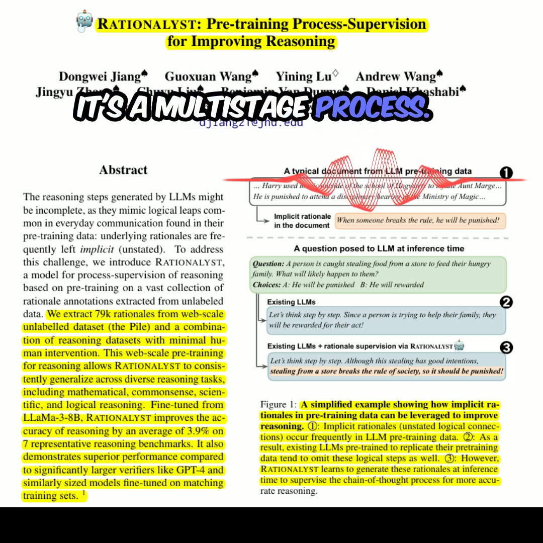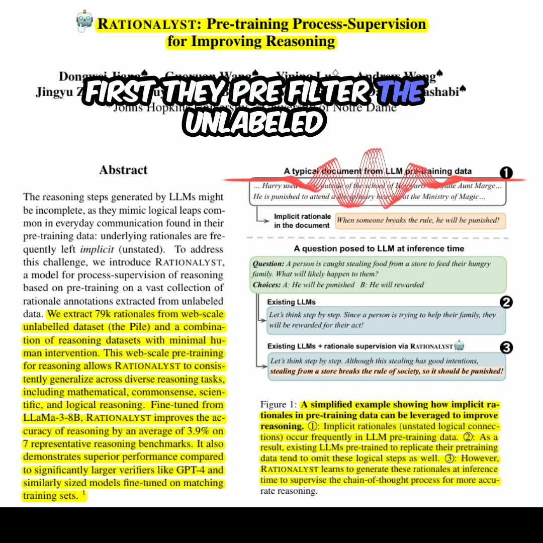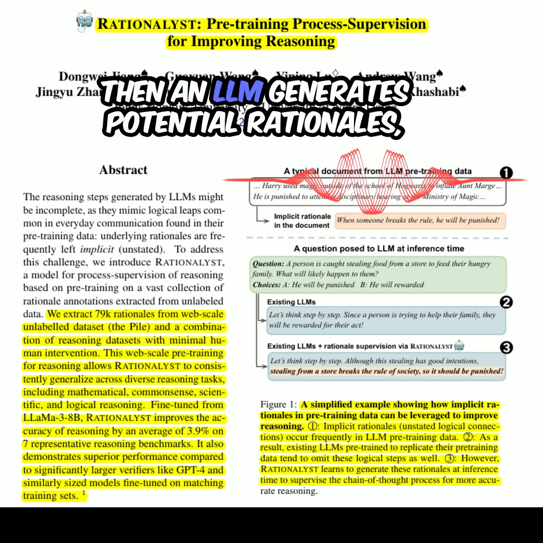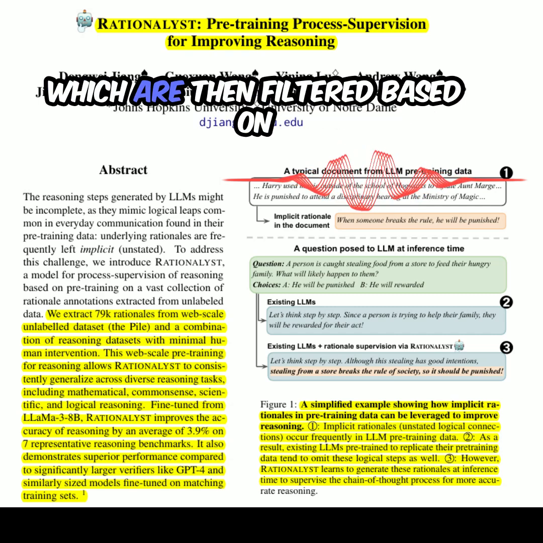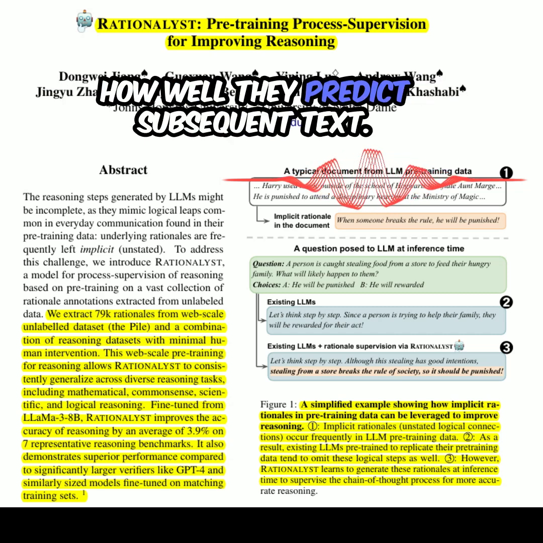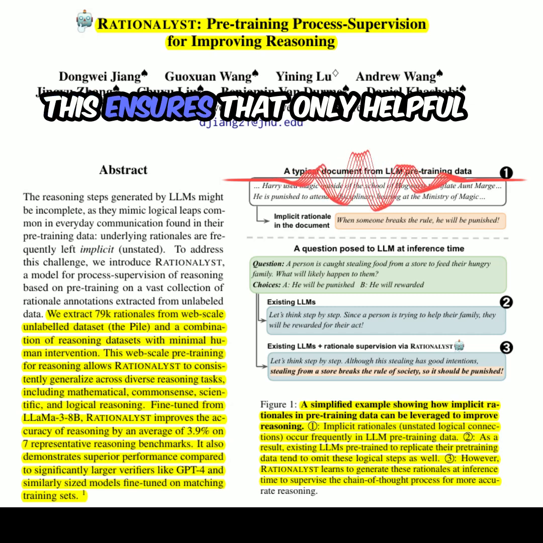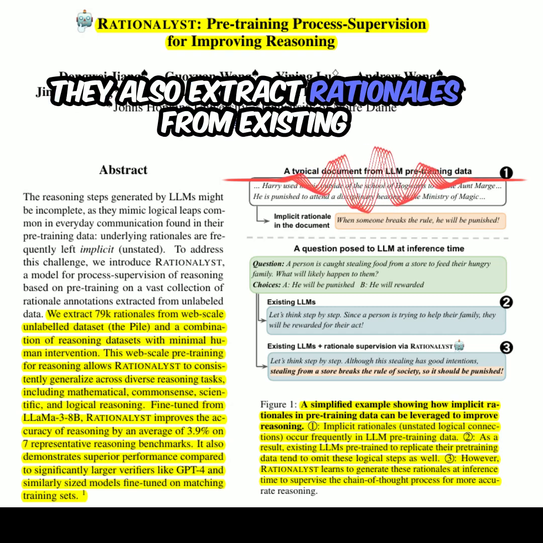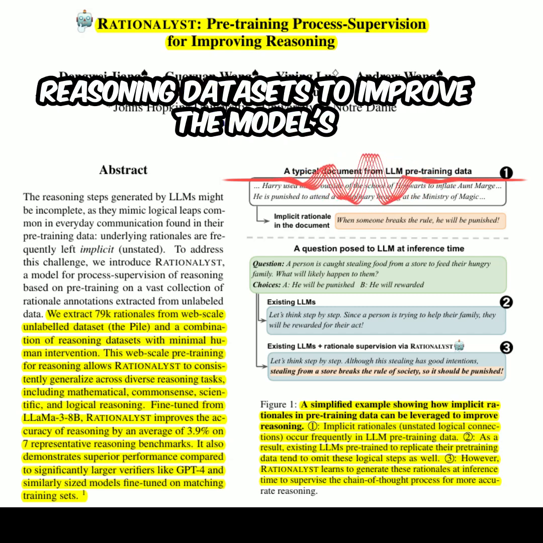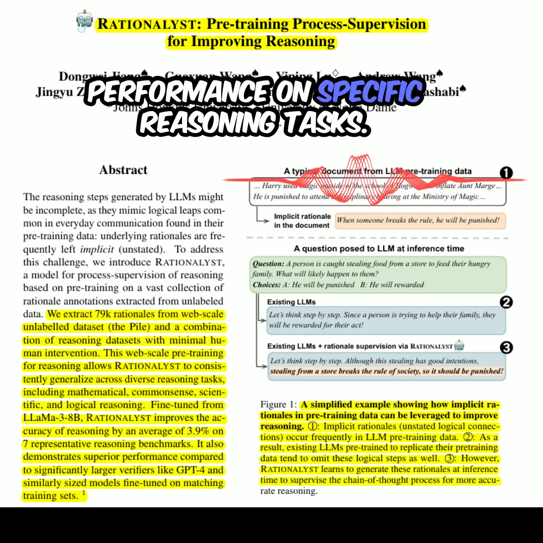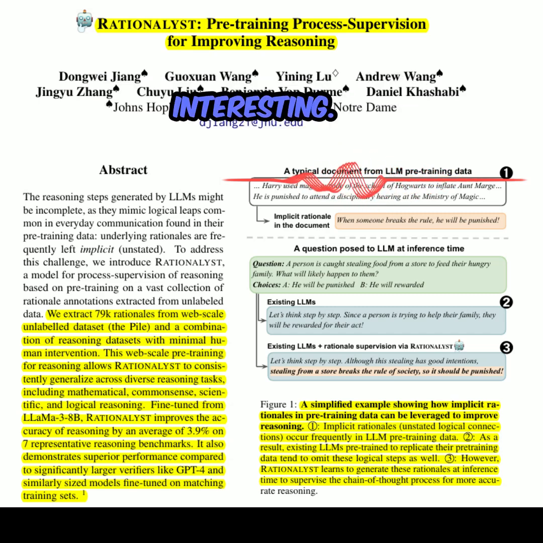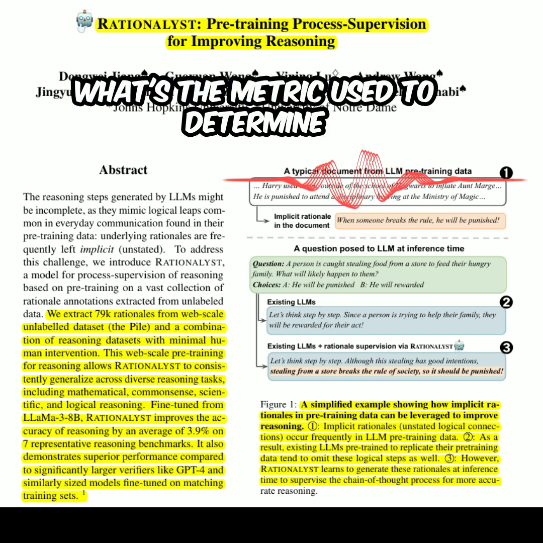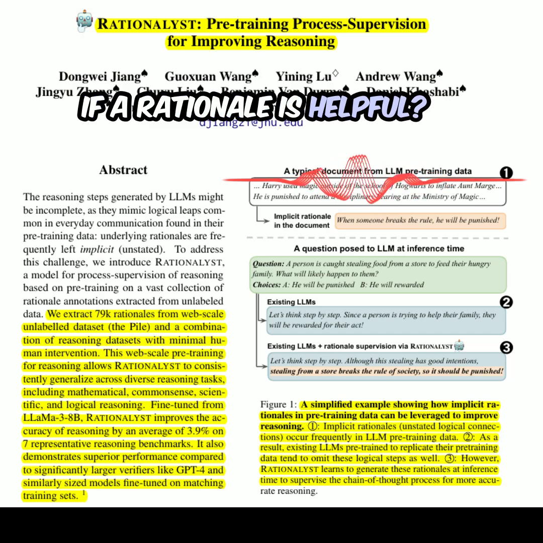It's a multi-stage process. First, they pre-filter the unlabeled data to select reasoning-rich documents. Then, an LLM generates potential rationales, which are then filtered based on how well they predict subsequent text. This ensures that only helpful rationales are retained for training. They also extract rationales from existing reasoning datasets to improve the model's performance on specific reasoning tasks. Interesting. The filtering step is key to avoid noise. What's the metric used to determine if a rationale is helpful?